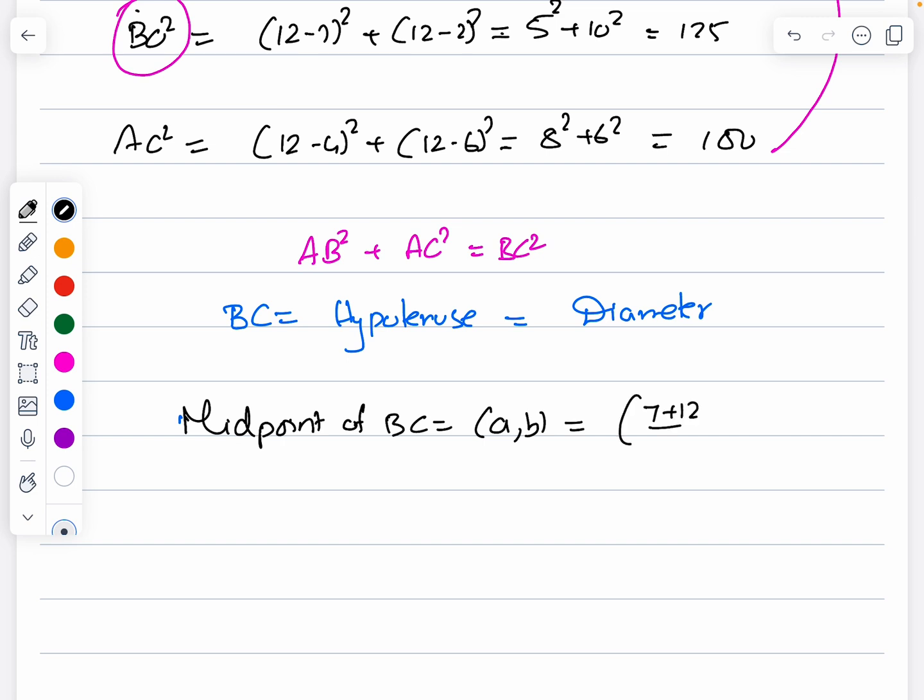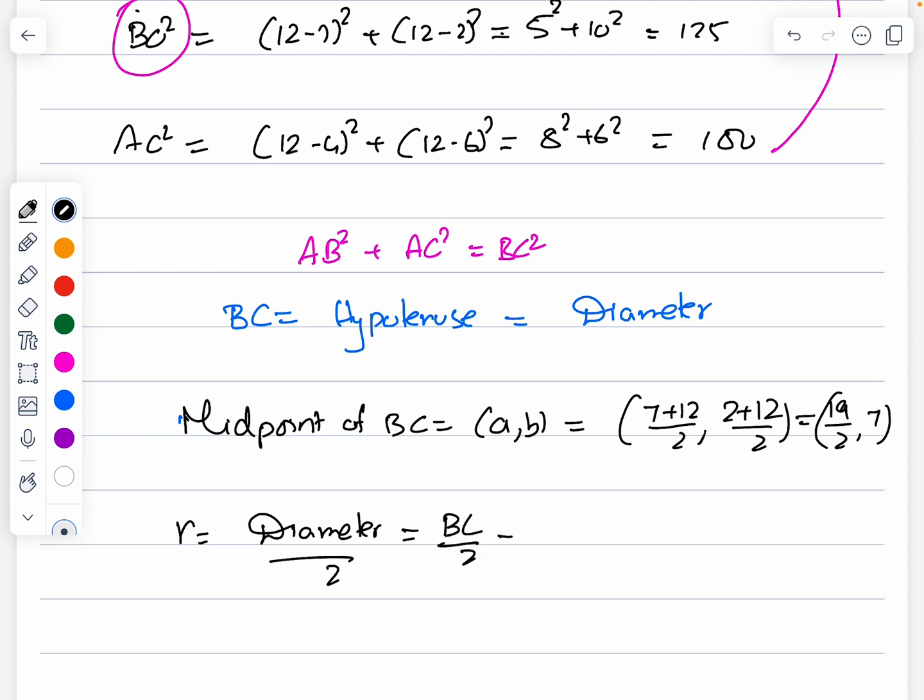Midpoint of BC, which is (a, b), is going to be the center: (7 plus 12) upon 2, comma, (2 plus 12) upon 2, which is (19 upon 2, 7). Now half of the diameter is the radius. Radius equals diameter divided by 2, which is BC divided by 2. We don't know BC, so R square equals BC square divided by 4. BC square is 125, so R square is 125 divided by 4.